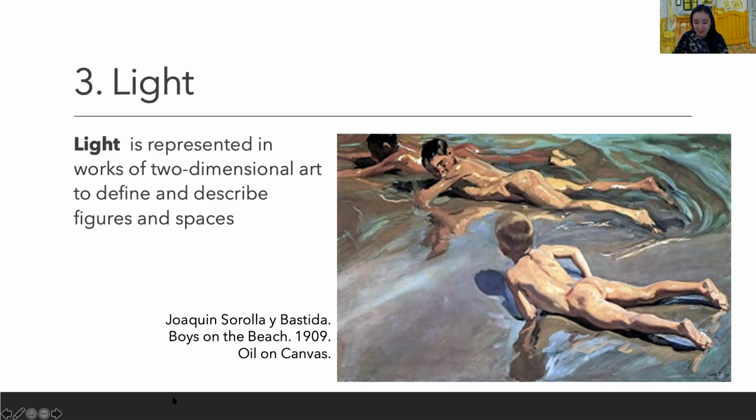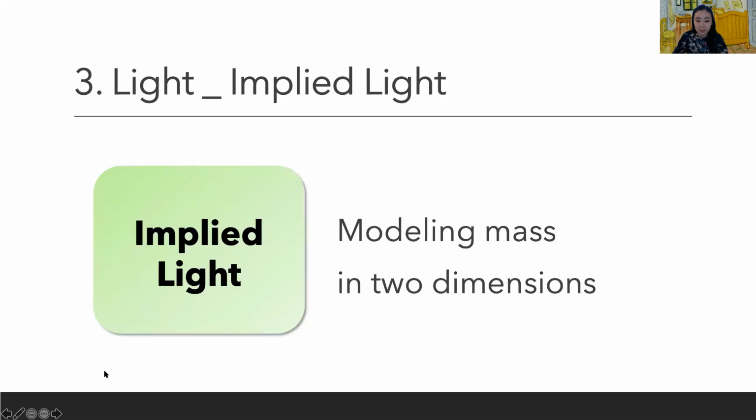All right. So let's see the light again. By using light, we can make a space and three-dimensional mass on the two-dimensional surface. And like other elements we learned in the previous video, light has implied light. Implied light means modeling mass in two dimensions. Artists use light and shadow to model objects in two-dimensional works, meaning to give them a three-dimensional appearance.